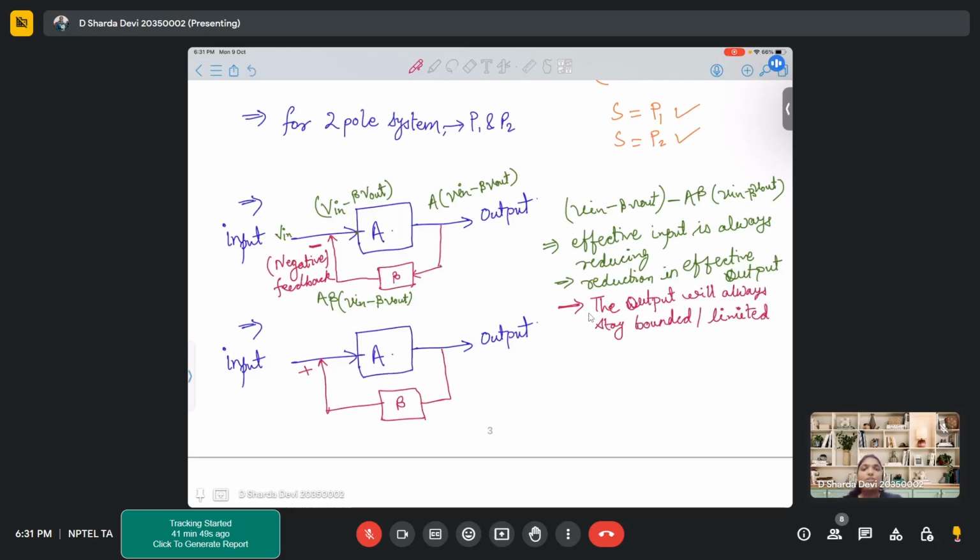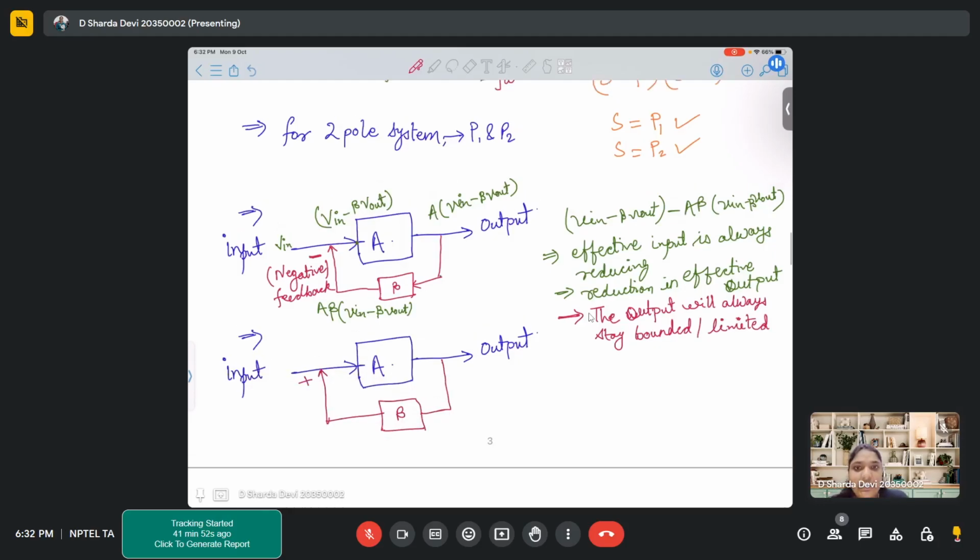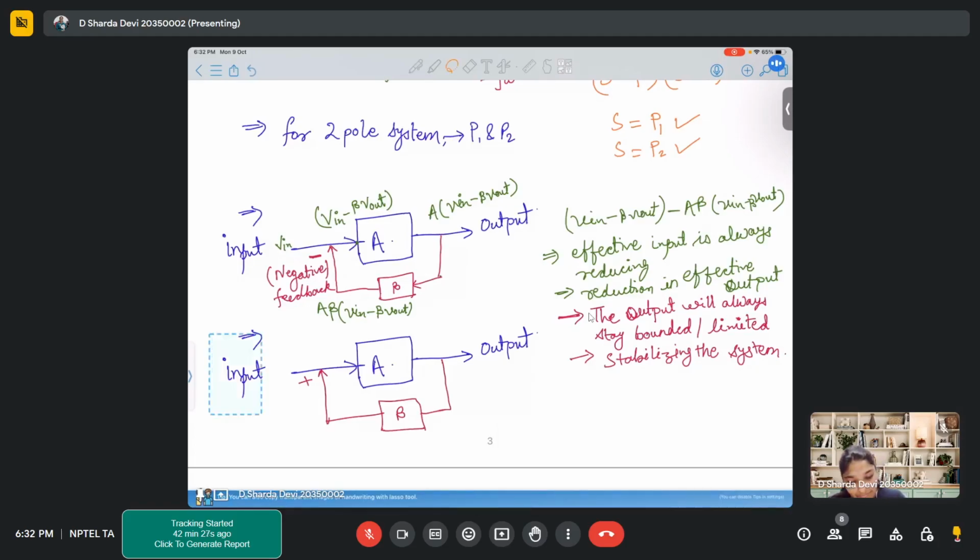Because if it tries to increase the output, it cannot increase, because you have this negative feedback, which ultimately will lead to reduction in your output, and in a sense it stabilizes your system. So this leads to stabilizing the system. This is how your negative feedback works. Correct? Now let's see how your positive feedback will work.